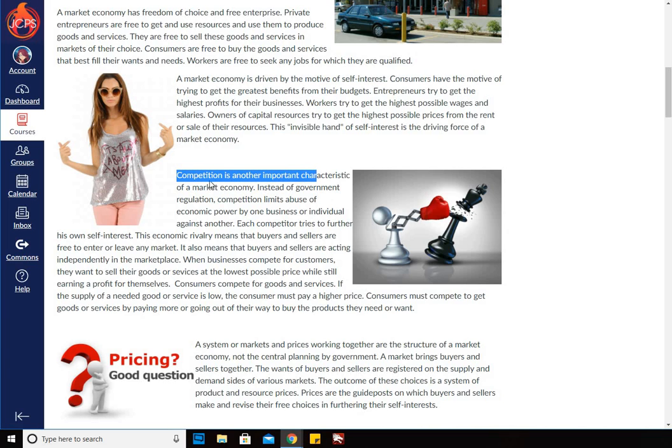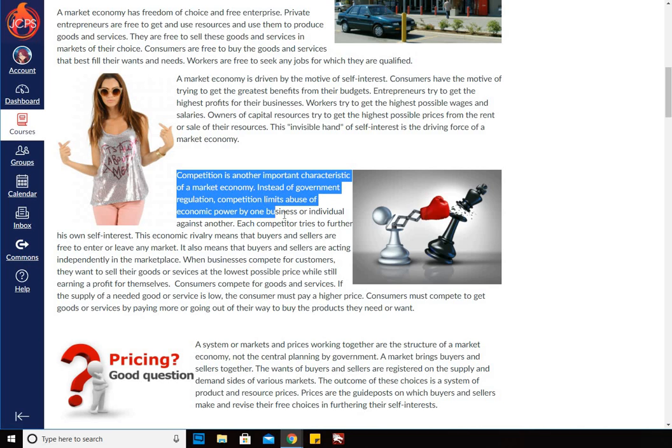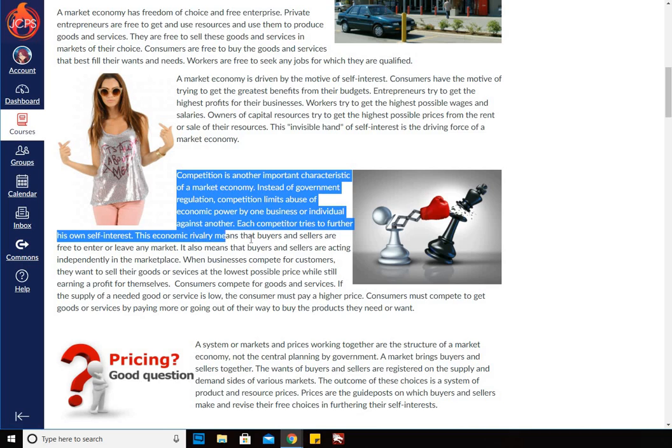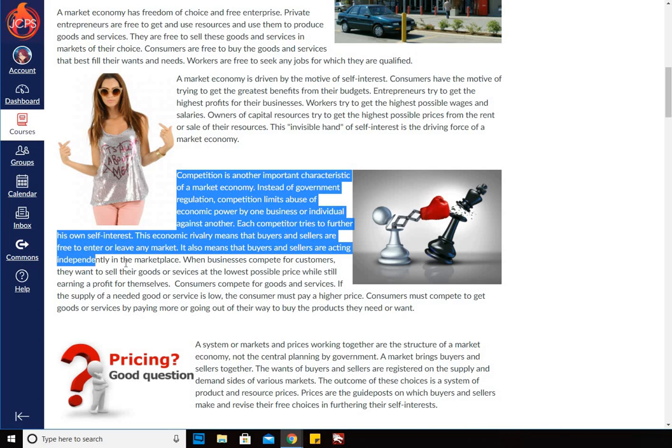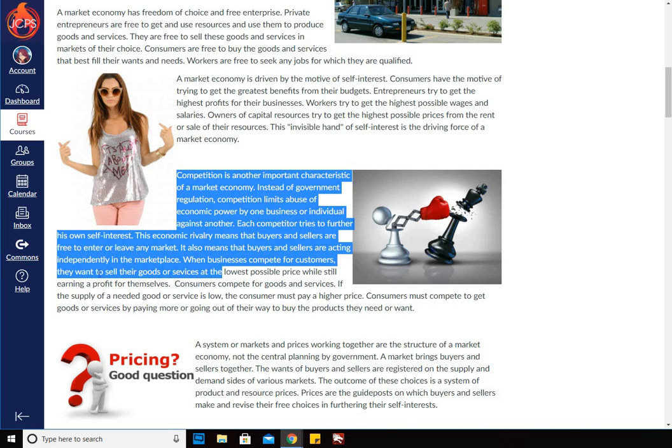Competition is another important characteristic of a market economy. Instead of government regulation, competition limits abuse of economic power by one business or individual against another. Each competitor tries to further his own self-interest. This economic rivalry means that buyers and sellers are free to enter or leave any market. It also means the buyers and sellers are acting independently in the marketplace. When businesses compete for customers, they want to sell their goods or services at the lowest possible price while still earning a profit for themselves.